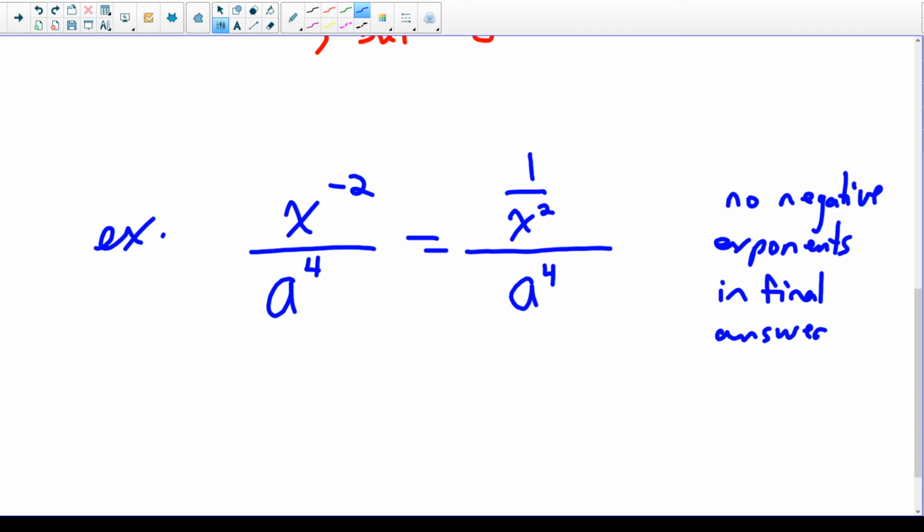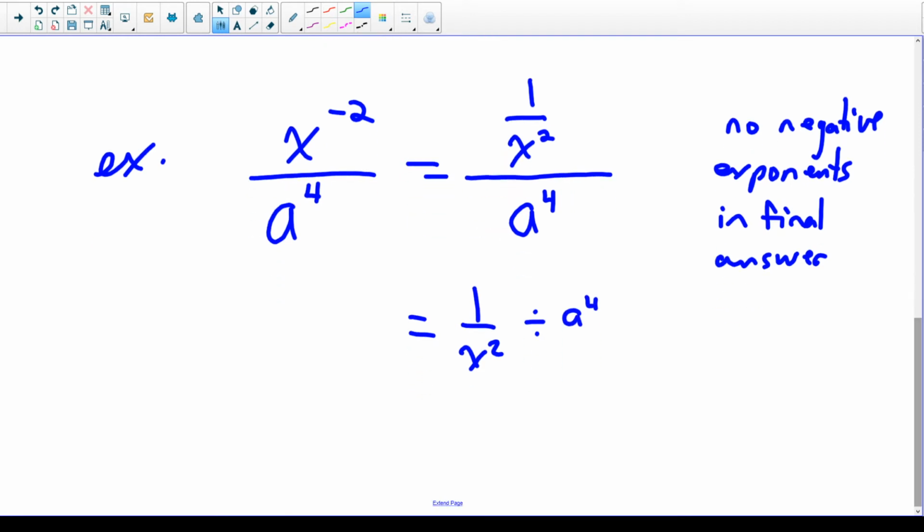I like to use the word flip instead of reciprocal, okay? We're finding the reciprocal of just the numerator. That means the denominator of the original fraction is still the denominator. Now watch the, again, depth of understanding that I'd like you to have here. I can rewrite this as 1 over x squared divided by a to the 4. But how do you divide when you have a fraction involved? What's the rule to divide when you have a fraction involved?